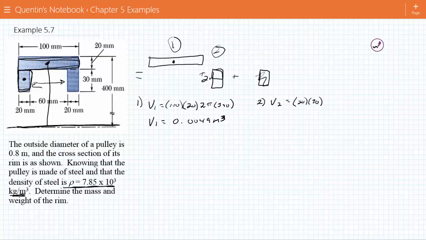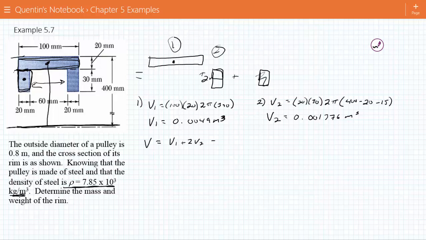So this centroid is sitting at 400 to here, so it's going to be 2 pi times 400 minus the 20. That's to get to this point, and then from here to there, it's going to be half this distance, so minus 15. So this volume of 2 is going to be nice and small. It's going to be 0.001376 meters cubed. So our total volume is equal to V1 plus 2V2.